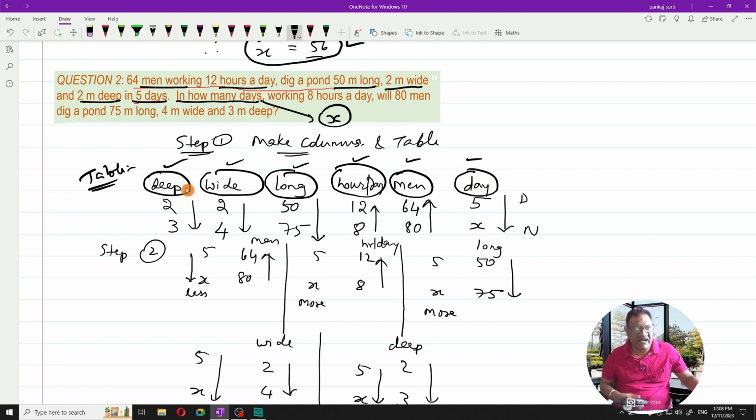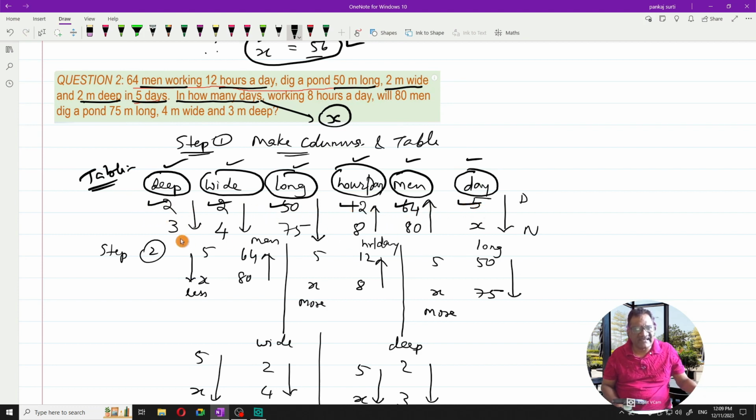Now I will try to fill up the table. The question says 64 men. So in the men column I am putting 64. Working 12 hours a day. So 12 I am putting in hours per day. Dig a pond 50-meter long. So for the length of the pond I am putting 50. Then for the width of the pond I am putting 2 meter. Then for the depth of the pond I am putting again 2 meter. And in how many days? 5 days. So in the days column I am putting 5. Can you see I have put up all the values? This is the way you have to fill up the first row.